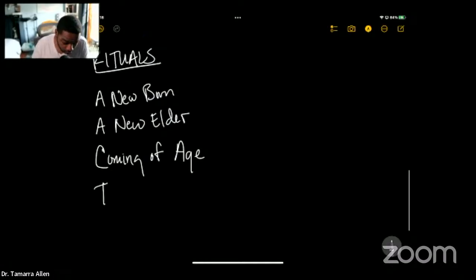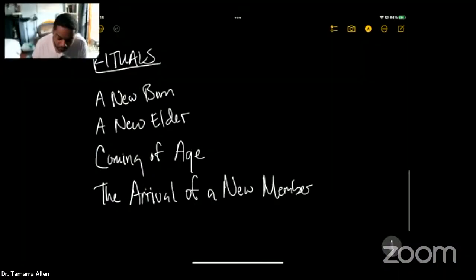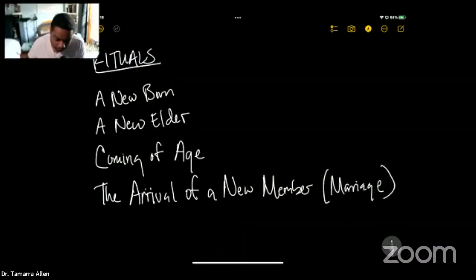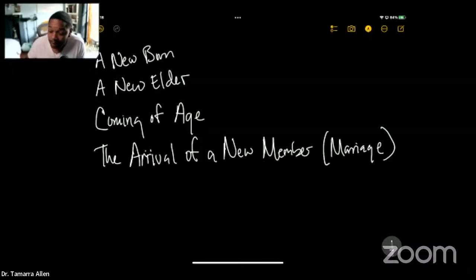Then you have a ritual which is the arrival of a new member. That's considered a newborn. If you have a new member, this could be a married-in person, like a marriage. That's probably the best example. I don't want to go too deep into it, but for the arrival of a new member, you want to have a ritual, a celebration for them, which we all know is the marriage ceremony, right?